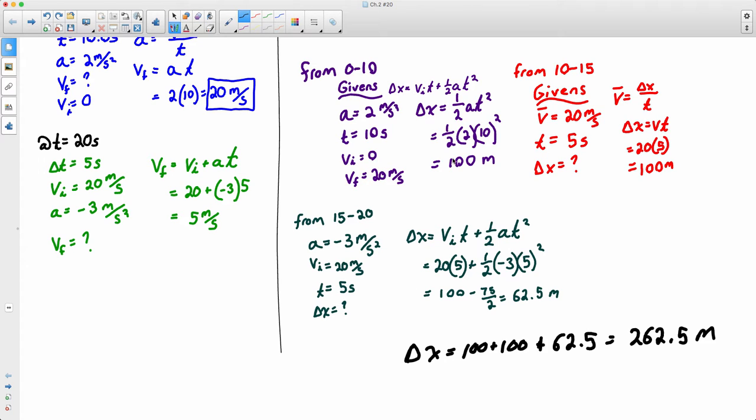So same formula as above, but this time I have an initial velocity, so I have to plug that in. So I get 20 times my time period, 5, plus 1/2 a t squared. This one doesn't work out evenly, it gets a decimal, but I end up with 62.5. And then if I add all this up, I get delta x is equal to 100 plus 100 plus 62.5, and that's equal to 262.5.